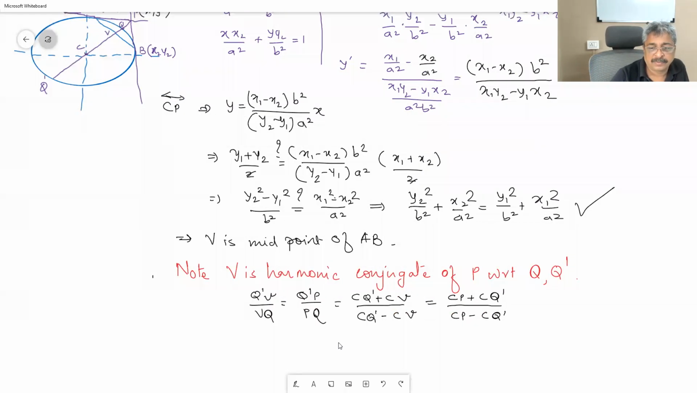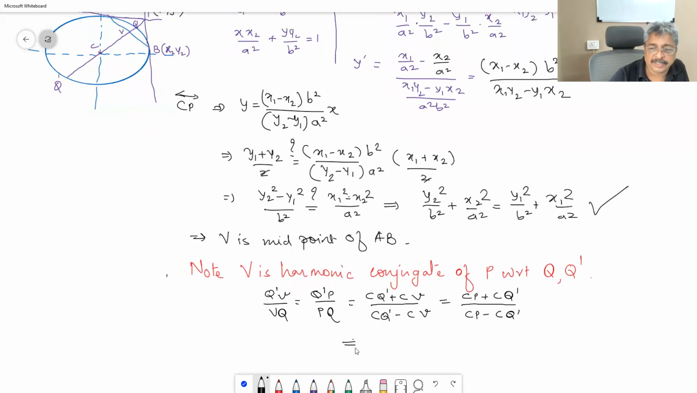Therefore, what you can directly write is CQ dash upon CV is equal to CP upon CQ dash. Correct? And therefore, what are we supposed to prove? CP into CV is equal to CQ dash square, which is CQ square.